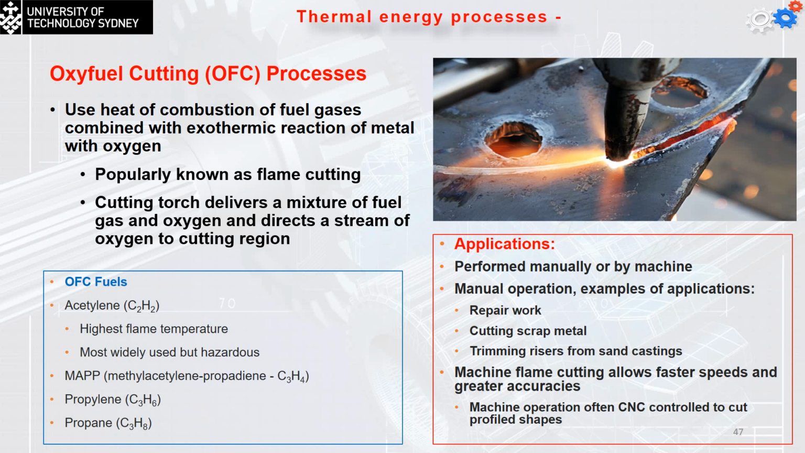The application is usually performed manually, but we can also put it on a CNC to do neater shapes. Manual operation examples are repair work, cutting scrap metal, and trimming risers from sand casting. Machine flame cutting allows for faster speeds and greater accuracy, and the machine operation is always going to be CNC controlled to cut profile shapes.